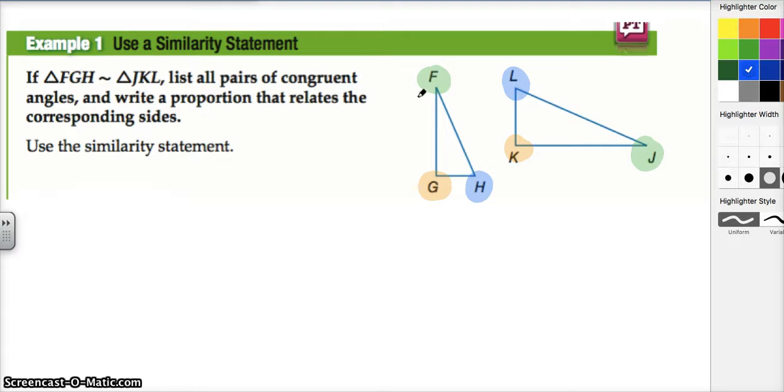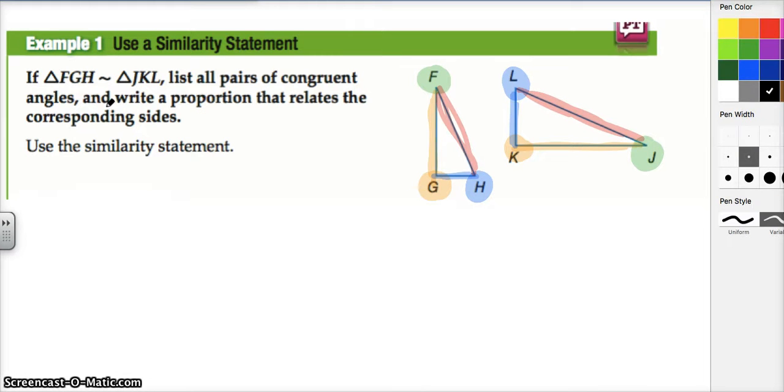So as I look at this, the side connecting F and G is proportional to the side connecting J and K. The side connecting G and H is proportional to the side connecting K and L. And you can see that the last side, HF, is proportional to the side connecting LJ. And so that gives me kind of the order of proportionality, if you will.